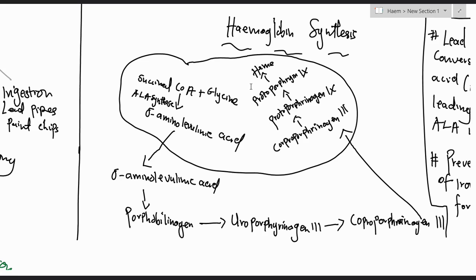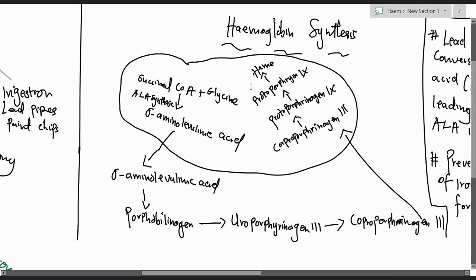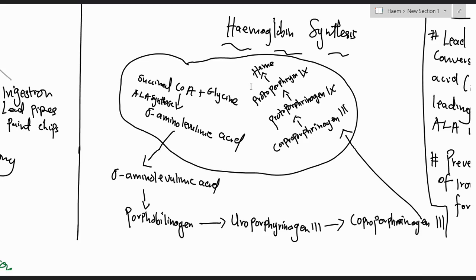Succinyl CoA combining with glycine gives you what? Alpha aminolevulinic acid. Then this aminolevulinic acid will leave the cell, and outside the cell it will be converted to porphobilinogen. Then from porphobilinogen to form uroporphyrinogen. The uroporphyrinogen will form coproporphyrinogen III. Then it will move back into the cell.